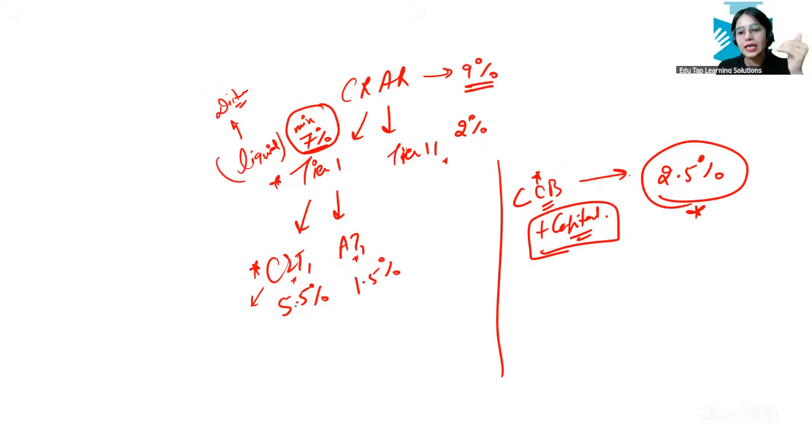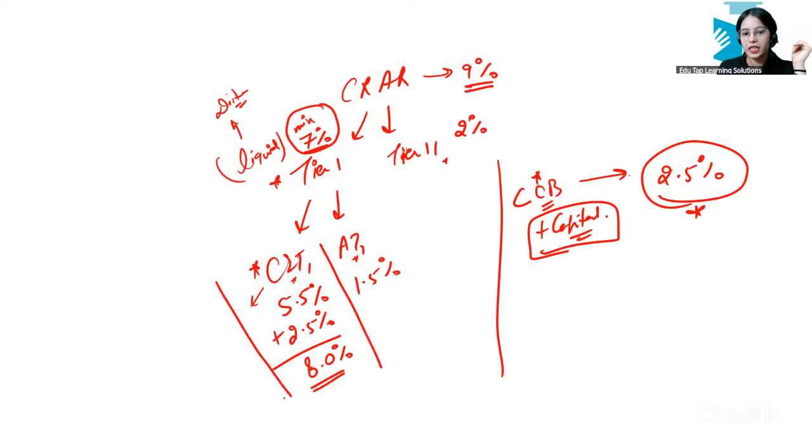So RBI says that the common equity tier 1 capital in this form, maintain the additional capital that is of 2.5%. So in total, the bank will be maintaining the common equity tier 1 capital of how much? 8%. 8%. Okay? So what is the minimum requirement of common equity tier 1 capital? 8%.